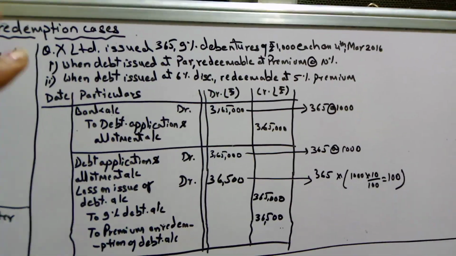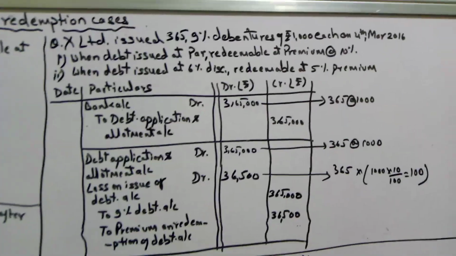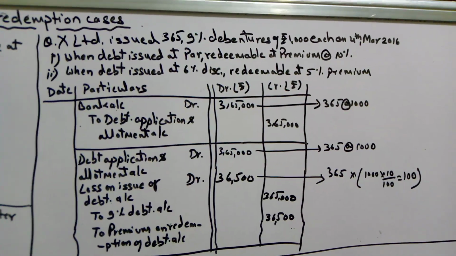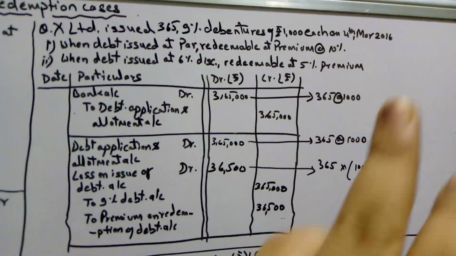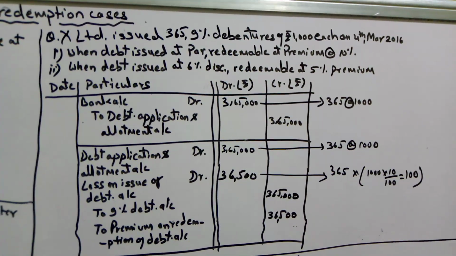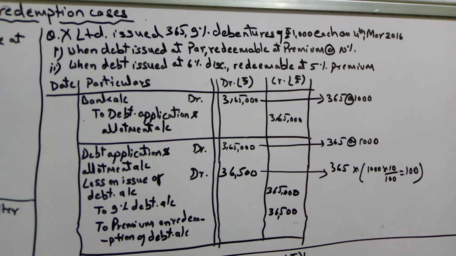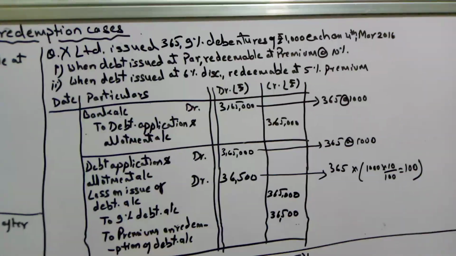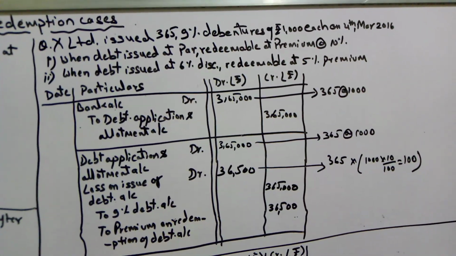Now you are given two cases here. When debentures are issued at par, redeemable at a premium of 10%, and the second case, when debentures are issued at 6% discount, redeemable at 5% premium. So first look into the first case, when debentures are issued at par and redeemable at premium.